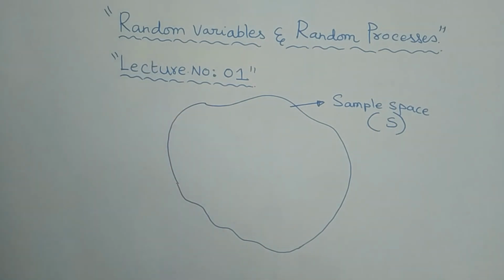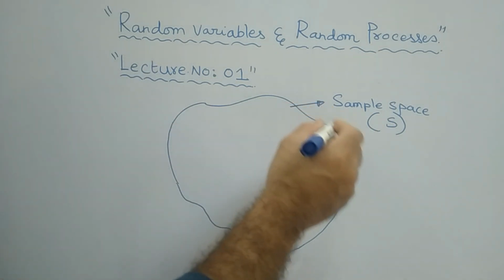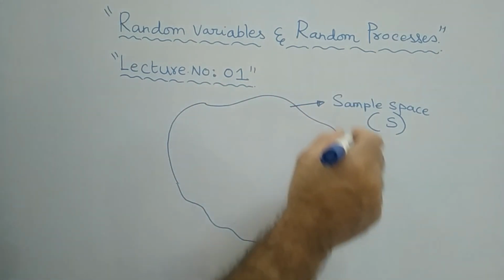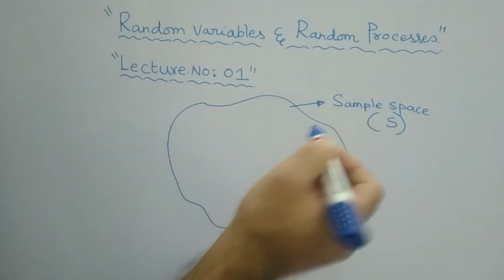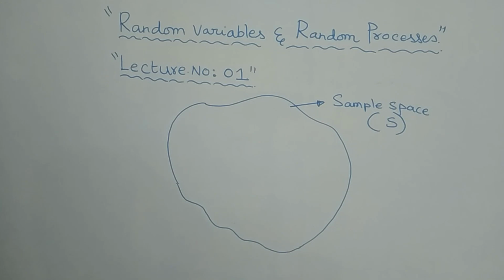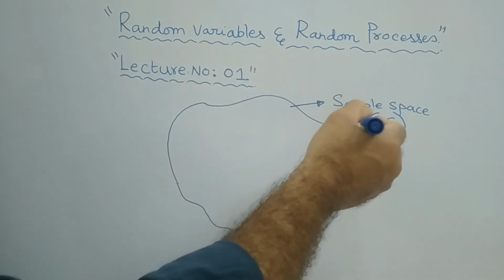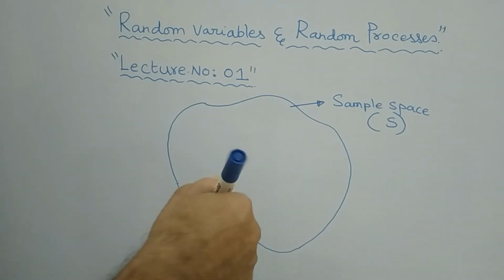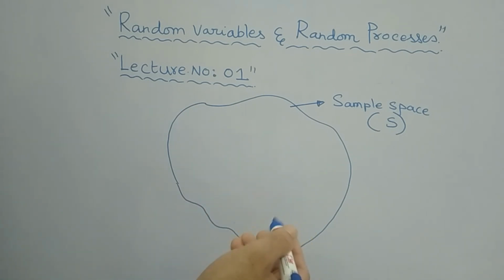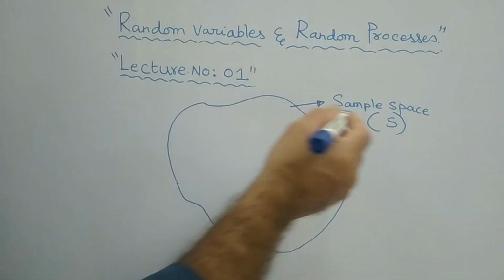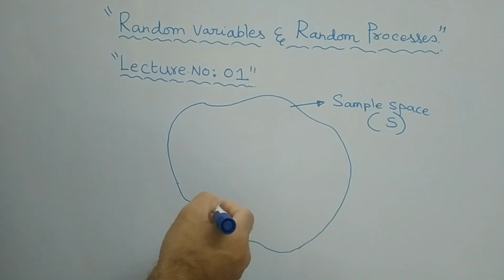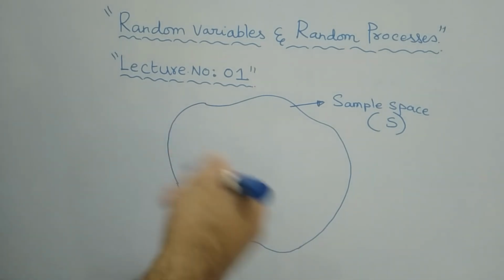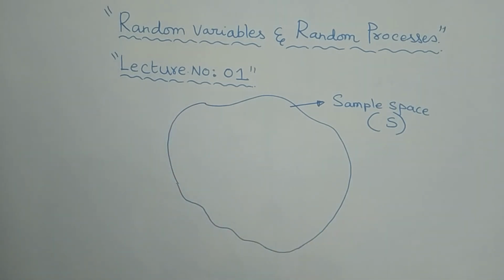Now assume that this sample space is conducting some experiment. The sample space is defining a certain experiment, and for that experiment you will have a number of outcomes, a number of possible output values. This sample space will perform a certain experiment, that experiment will have certain results, and it can be conducted repeatedly.